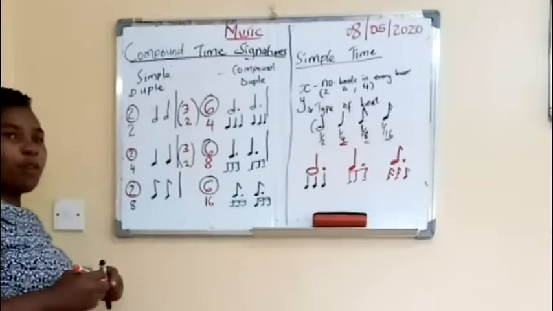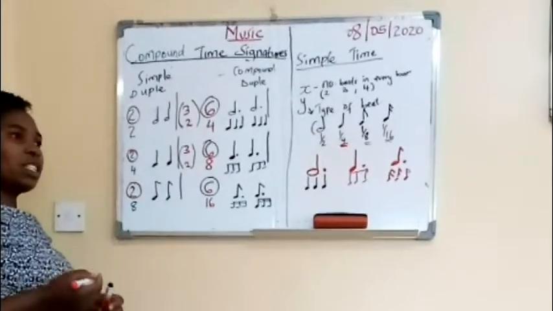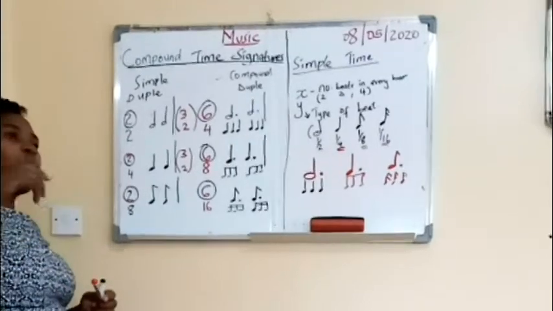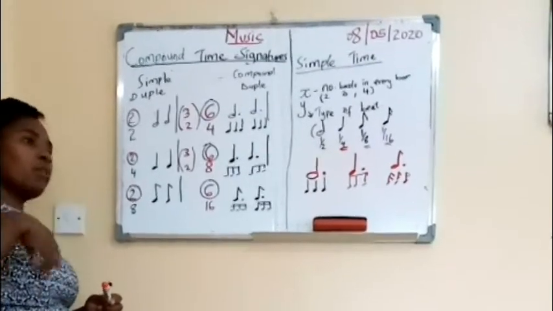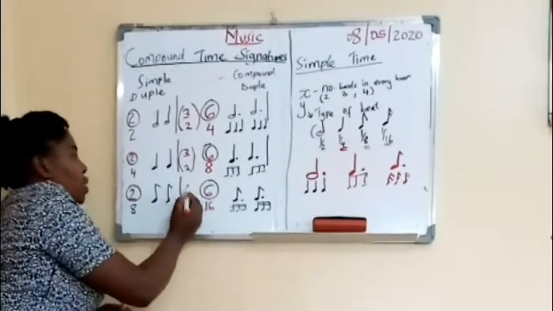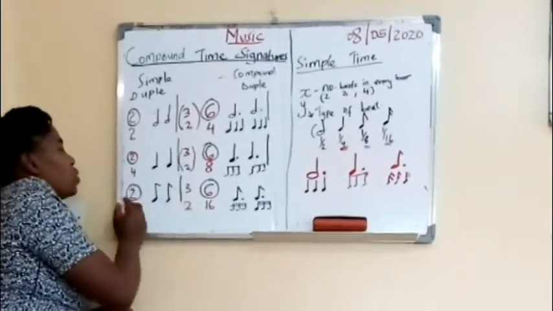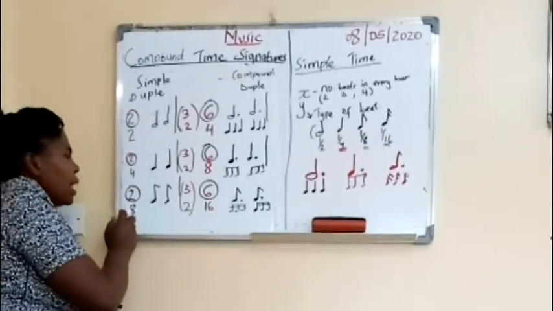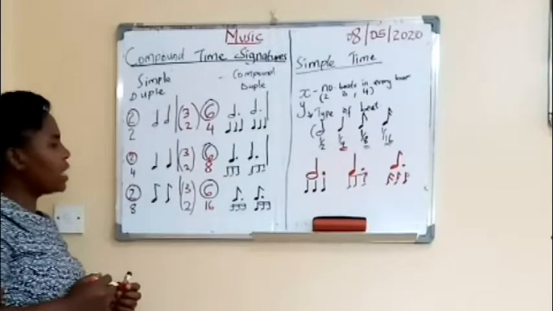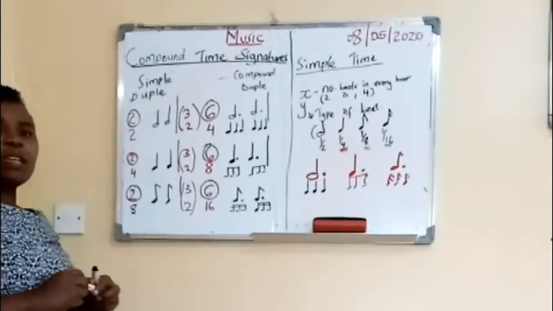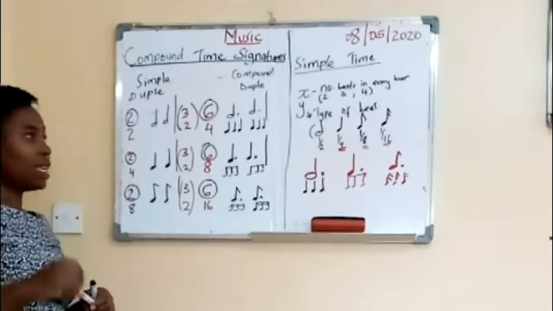So it is a formula. When you are changing simple time to compound time, you multiply the top number by 3 and the bottom number by 2. So the same case here, when you multiply 2 times 3, you'll get 6, and 8 times 2, you will get 16. So boys and girls, I want to leave you with a simple exercise.